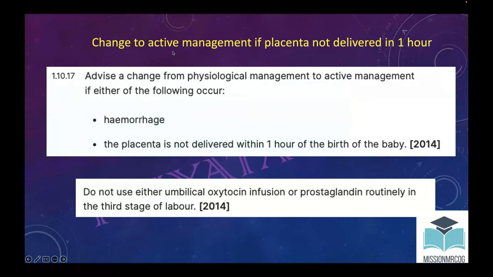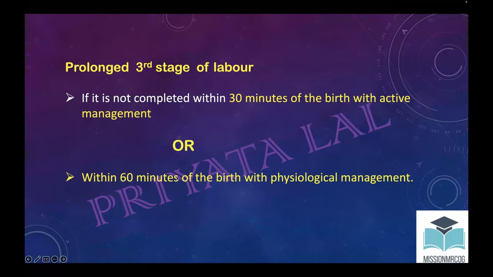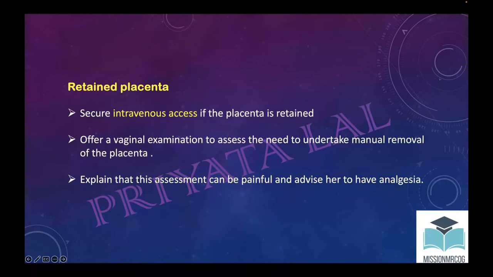And apart from this, what is the definition of prolonged third stage of labor? It is more than 30 minutes if it is active management, and it is 60 minutes if it is physiological management of the third stage of labor. Now for retained placenta, there should be IV access and vaginal examination assessment, and accordingly you have to manage it. I'm not speaking about the management of retained placenta because it is already given in your basic practical skills book.